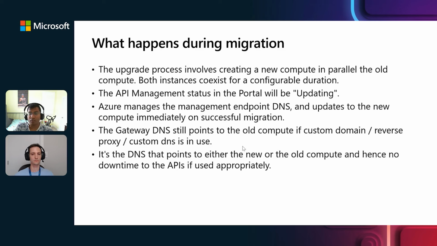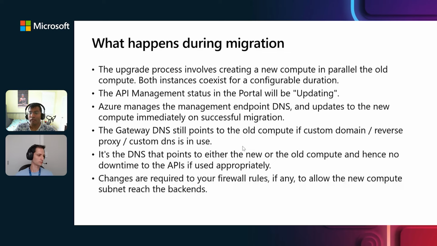So you have absolute control on when you want to fail over if you are using custom domains, reverse proxies, or custom DNS. Now, there might be some dependencies which the upstream and the downstream systems might have taken. It might be routed through a firewall. You might need to update your firewall rules, the NSGs, the networking components, and so on. So it's very critical for us to review the networking dependencies and make sure that they're all updated upfront to ensure a smooth migration.